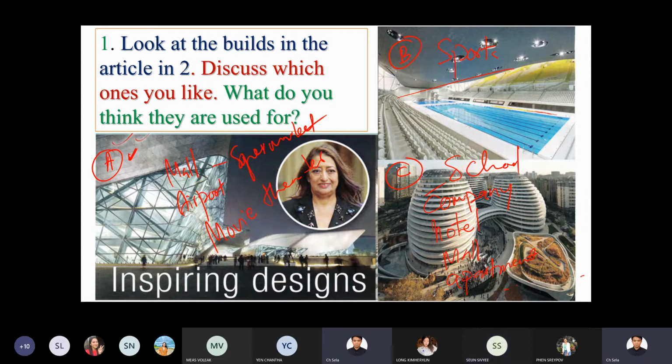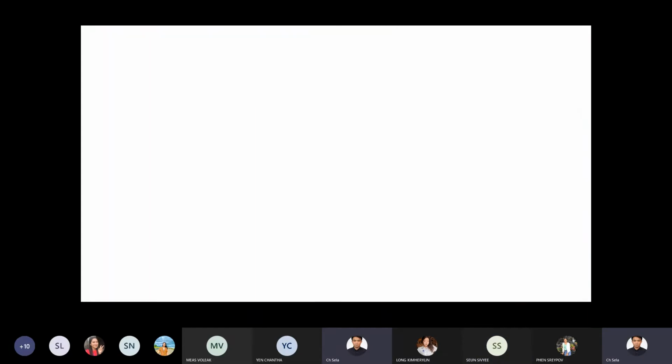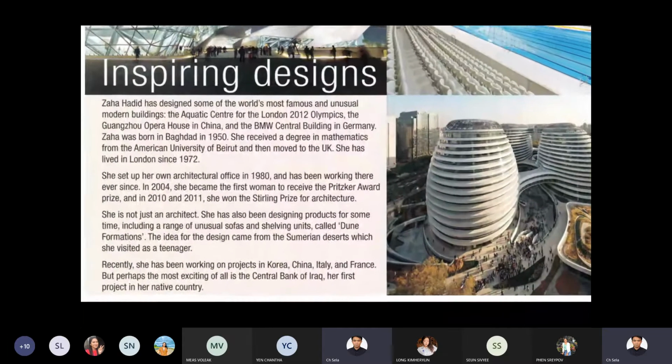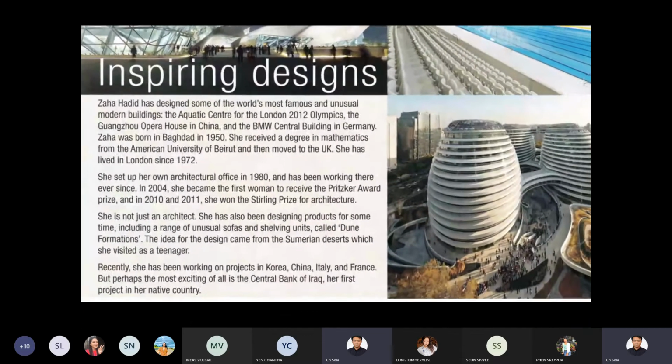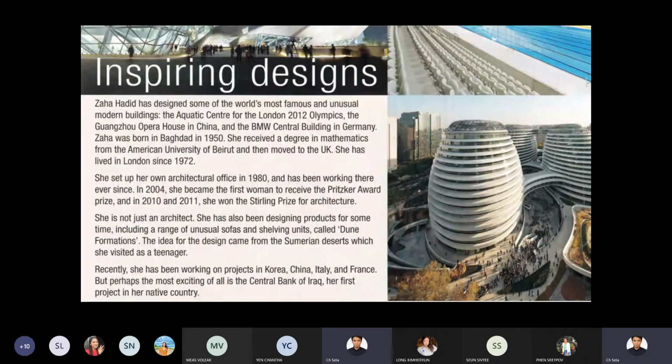Okay, so now let's get to know who she is here. Inspiring designs. So look at this one. Who is she? What is it? Okay. Who is she? Inspiring design. So her name is Zaha Hadid. All right, Zaha Hadid. Okay, now let's read this one together and get to know who she is. Now let's go. Inspiring designs.